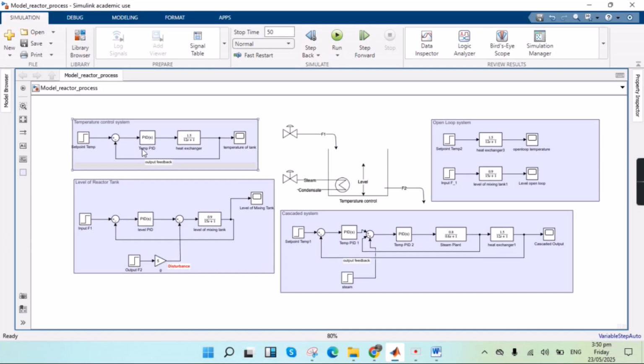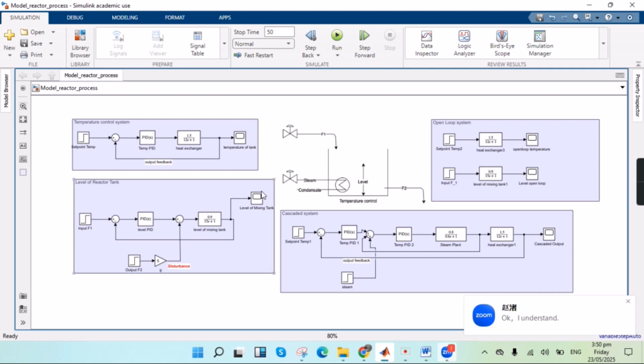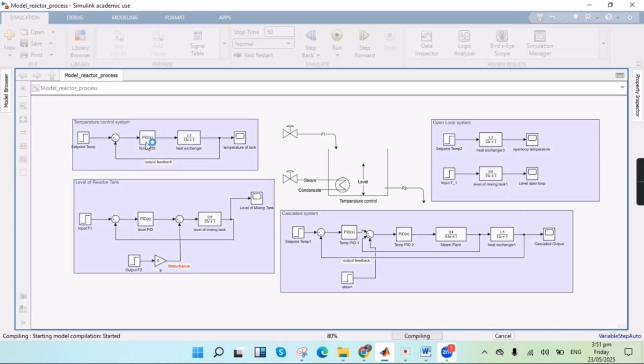This is the MATLAB Simulink model for the controlling of PID through heat and the level of the tank. Okay, so we just need to first run this model according to the PID controller. Let's check its output accordingly.